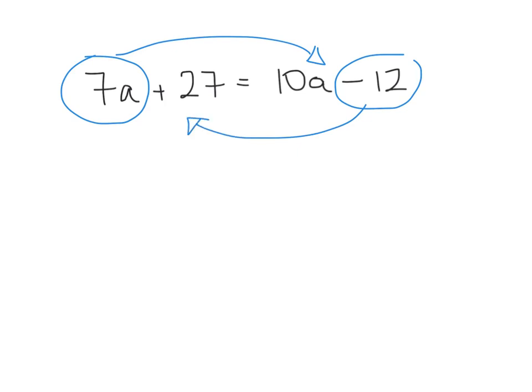So now what we've got is 27 minus 12 becomes plus 12, equals 10a. Now again, as I said, there's no sign attached to 7a, so we'll assume it's plus. We know it's plus because it's positive, so it becomes minus 7a.